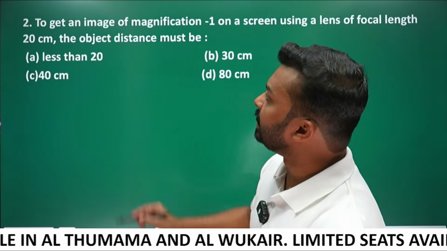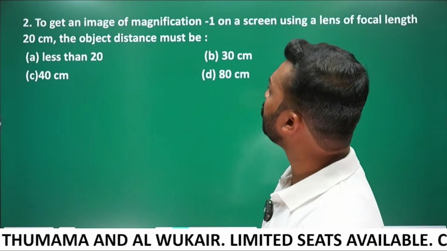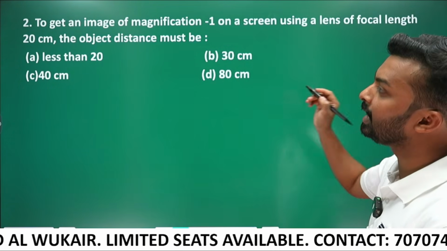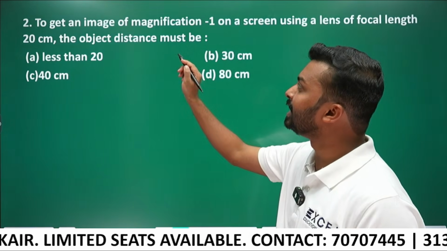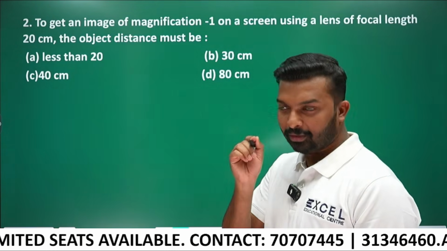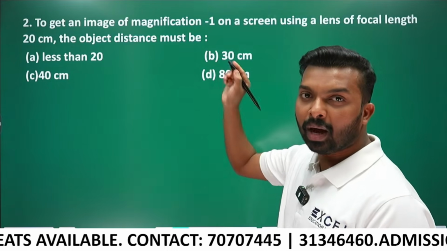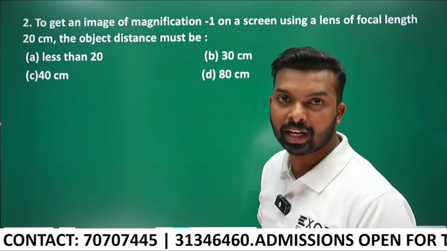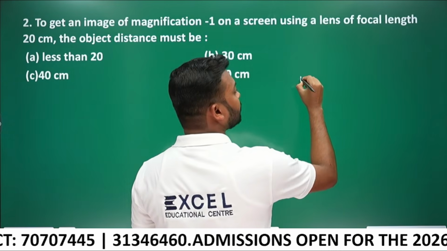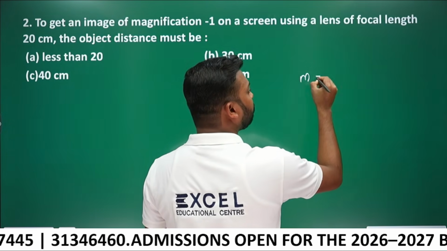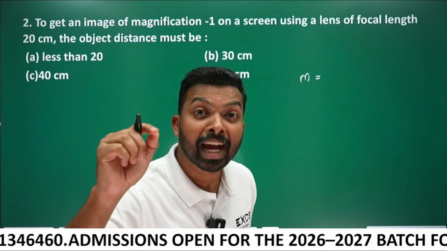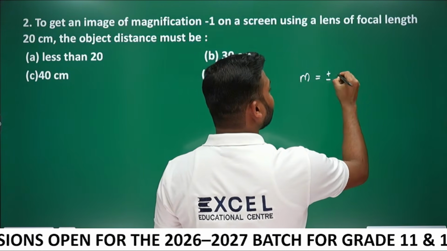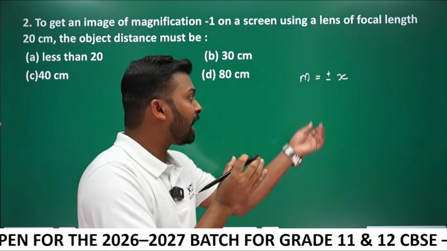So next question is here. To get an image of magnification -1 on a screen using a lens of focal length 20 cm, the object distance must be. Before I go to the question, I'll just give you a small idea about the magnification and the values. Magnification is always given with a sign and a number, right or not? Magnification is always given as plus or minus x. X can be a number.